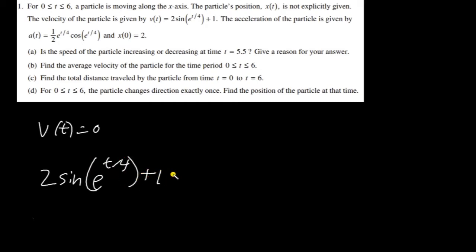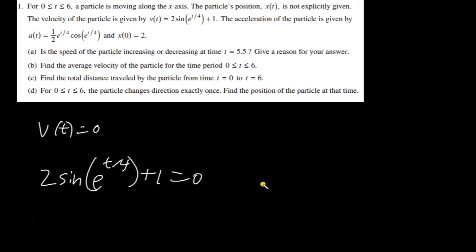Okay, so when we want to look at where the particle changes direction, we're looking at where the velocity is equal to 0, because to change direction, it has to stop and turn around, right? So we're looking at where the velocity is equal to 0. So what I'll do is take this velocity function and set it equal to 0, right? So 2 sine e to the t over 4 plus 1 equals 0.